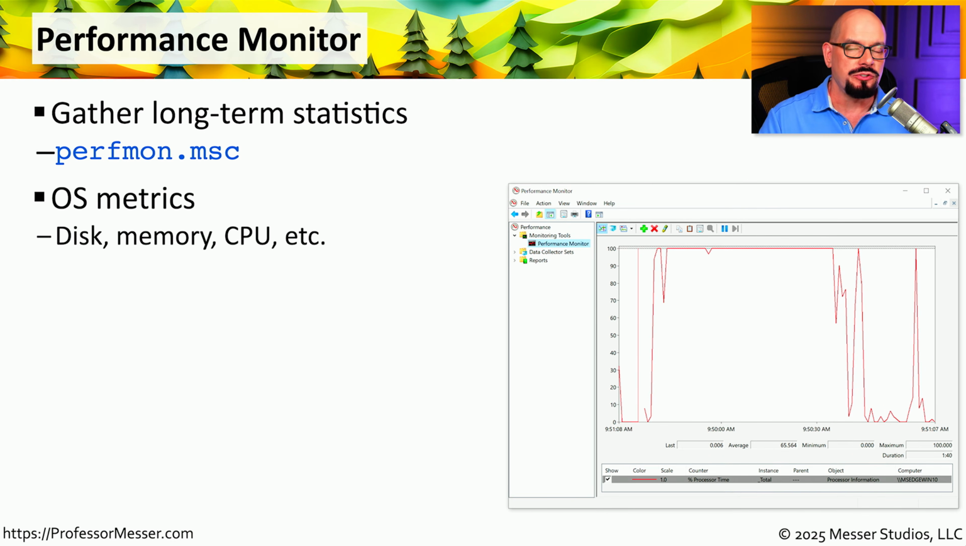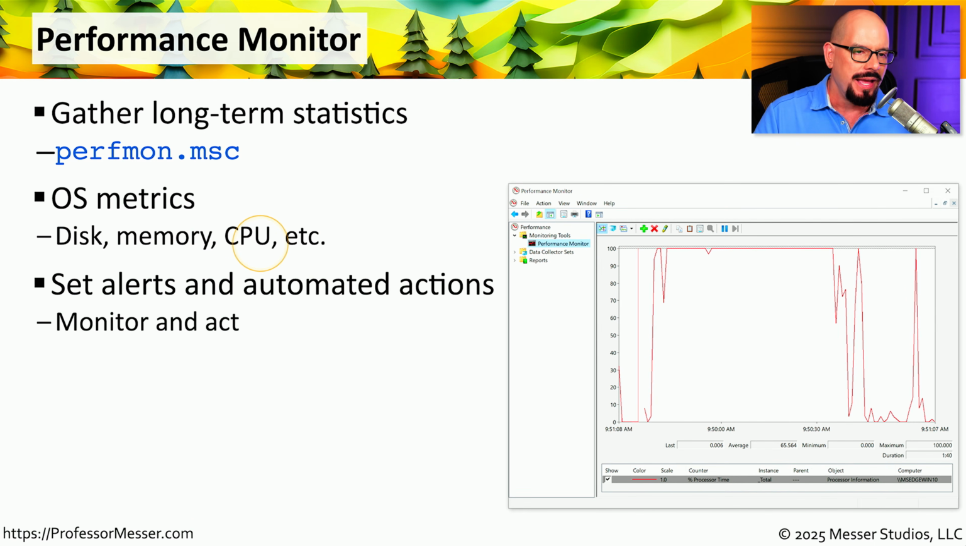We're able to collect metrics over a very long time frame with Performance Monitor, and you can collect hundreds of different resource metrics inside of Windows, including operating system metrics for disk, memory, CPU, and then we can also set alarms and alerts. So if we exceed a particular resource level, we can have a notification sent directly to us.